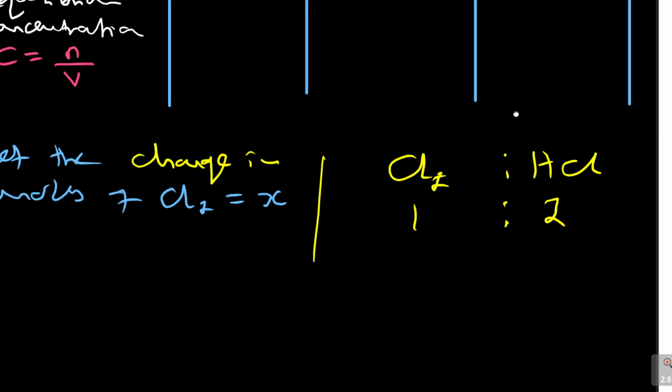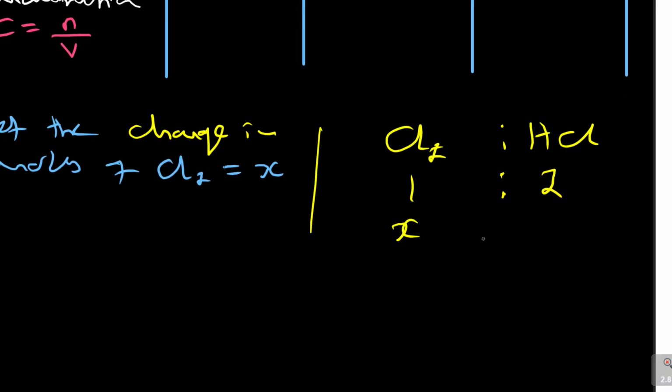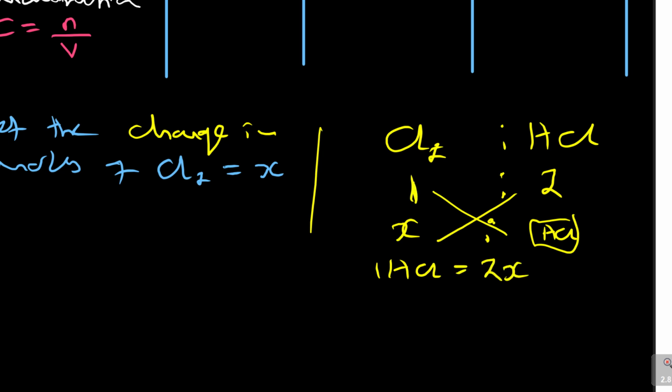But what about x here? We've got x of this one. What will this one be? We don't know that. When you cross multiply, it will be HCl times 1 is equal to 2 times x, which is twice, you see. For every 1 mole of chlorine, we get 2 moles of HCl. So x will give us 2x.